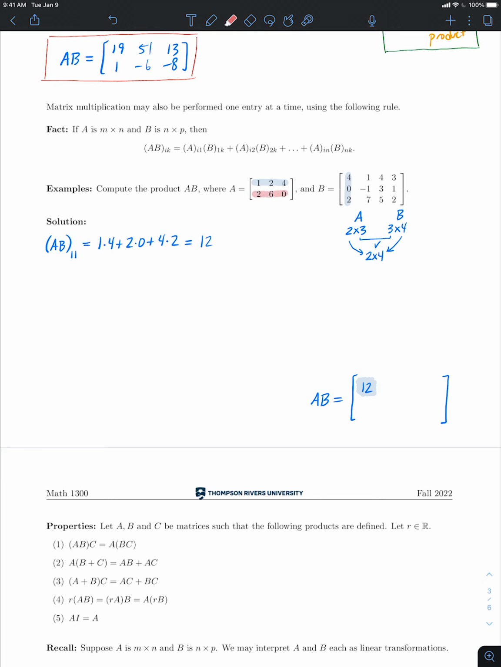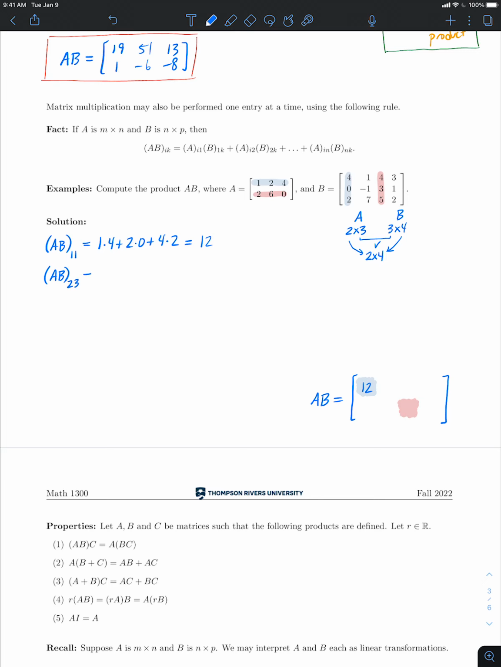So let's take these. Actually, let me back up. I shouldn't start with that. I should start with this. Let's figure out the entry down here, the one that occupies the second row and the third column of the product AB. So you're going to take the second row of A and the third column of B. And you'll repeat this process, and that will give you the entry in the product of A and B that's in the second row and the third column.